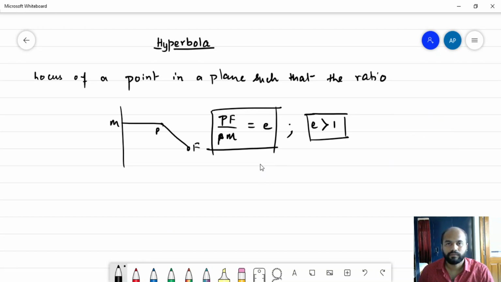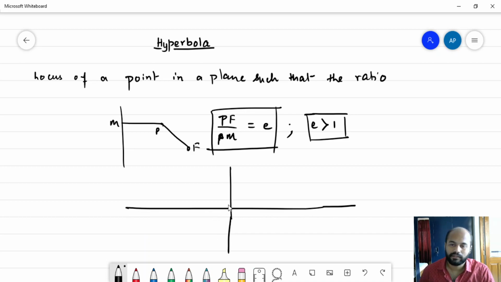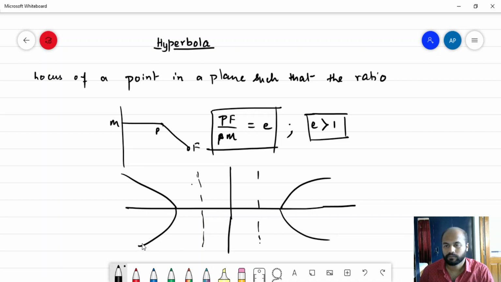Now let us have a look at the curve, how exactly this curve is. If we say that this is the coordinate axis, then this is the directrix 1, this is the directrix 2, and then the hyperbola is something like this. So this is how the hyperbola looks. And now we'll see the various distances or the various lengths in this curve.